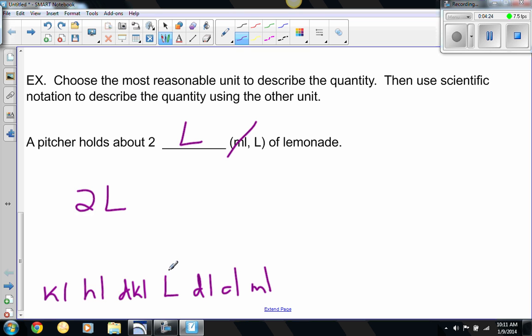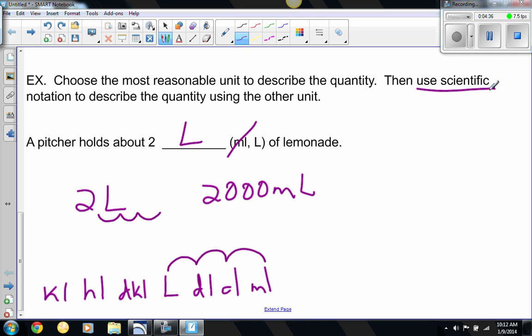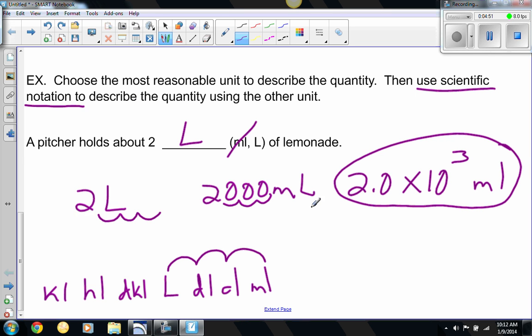If you look here, how many spots apart are they? 1, 2, 3 to the right. So I have to take my decimal and go 1, 2, 3. So it's 2,000 milliliters. And then it also wants me to use scientific notation. So I'd have to say 2 or 2.0 times 10 to the 1, 2, 3 milliliters. Now, is it really just as easy to write it like this? Yes, probably, but the direction said write it in scientific notation, so then you have to write it like that.